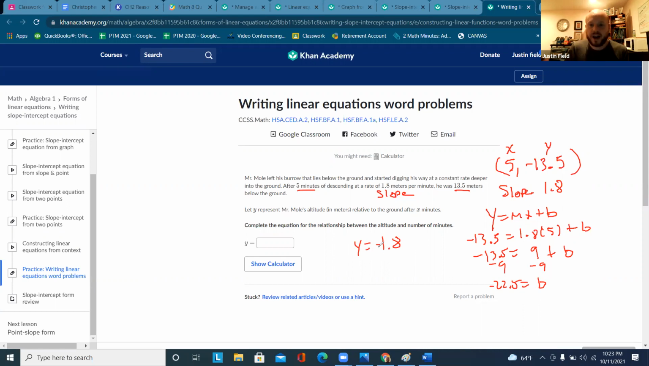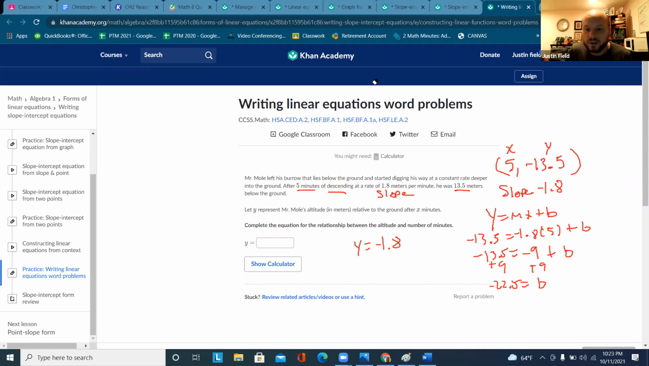I have messed up my negative again. He is descending. That is a negative. Hopefully someone has called me out in the class. Okay, that's a negative 9. So we have to add 9. So that means that we are going to get negative 4.5.